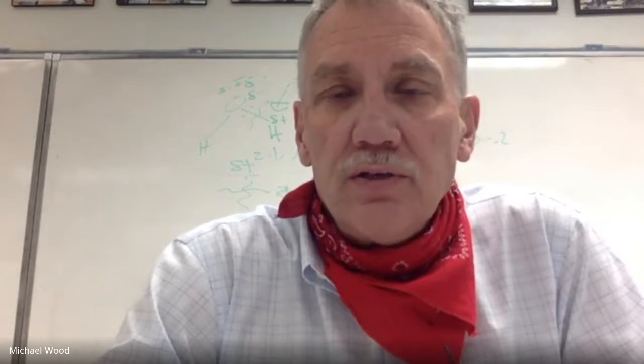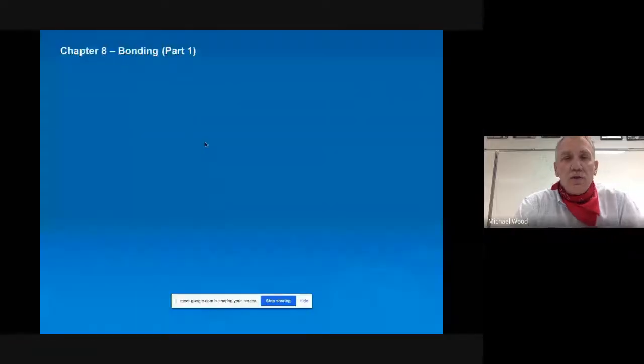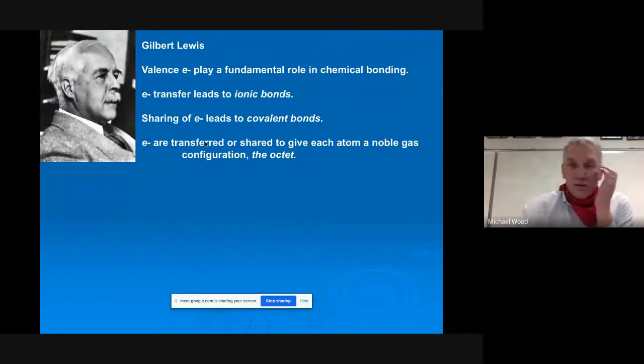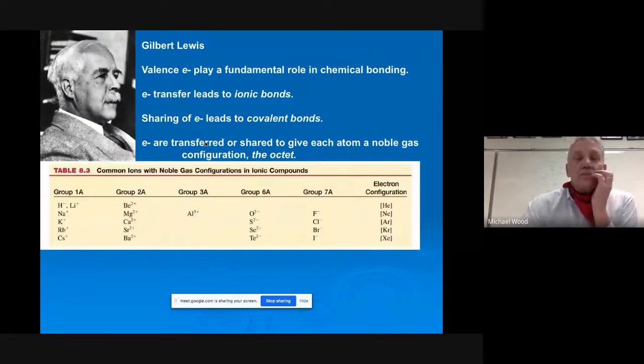Okay, and again, a lot of review going on here today and at the beginning of this chapter. I kind of like chapter 8 and 9. You'll see when we get to this what you guys think. Okay, so intra versus intermolecular bonding. And then dots. We're going to review that here too. But they're called Lewis dots or just dot structures after this chemist, Gilbert Lewis. And valence electrons play a fundamental role in chemical bonding. Electron transfer leads to ionic bonds, which I was talking about a minute ago. And sharing of electrons leads to covalent bonds.